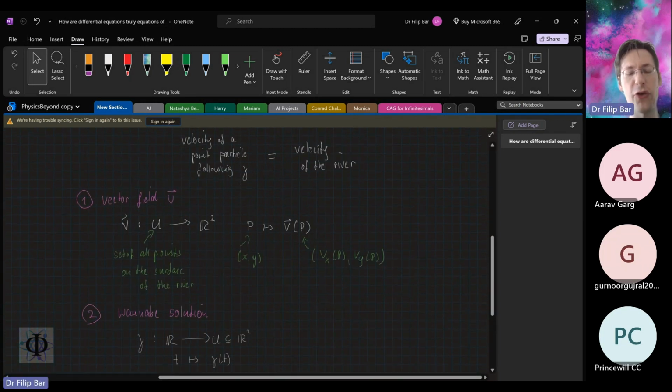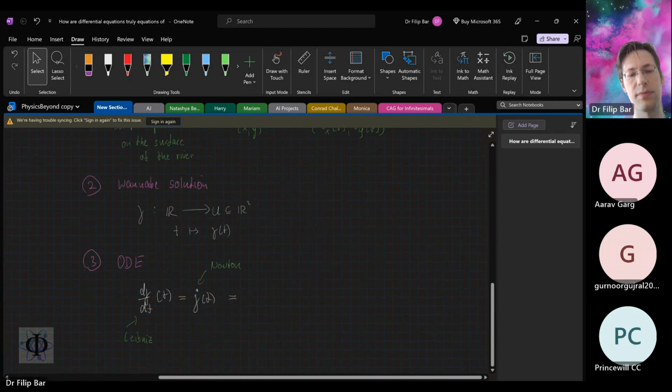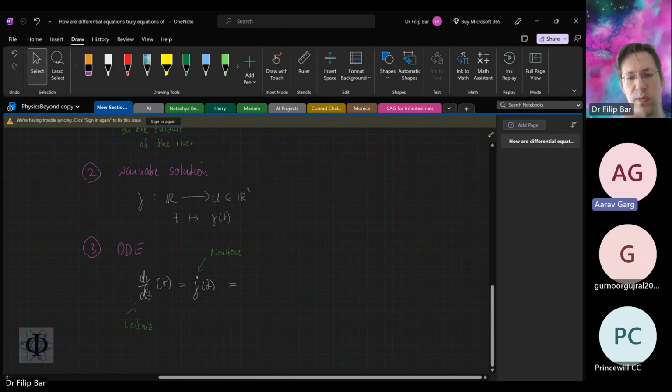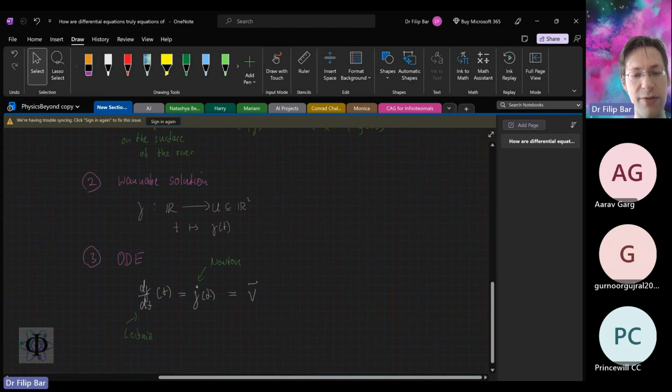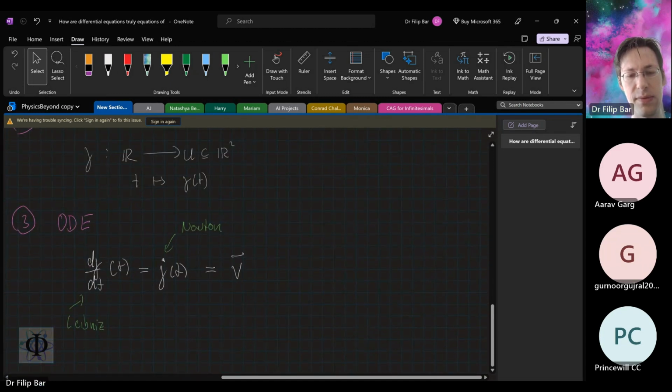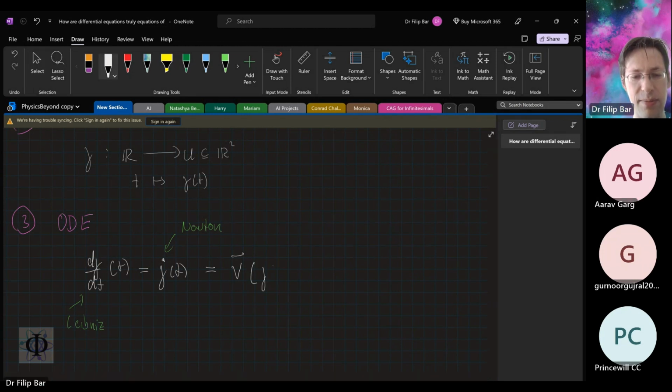How do I translate the velocity of the river? We can use the function that we made. So that's the velocity of the river, and then I need to give it an input. What's the input that this vector field now needs to have? Gamma? Yes, because the derivative, the velocity of the particle at time t, should equal the velocity of the river at that position of the particle, right? So that's what we have.